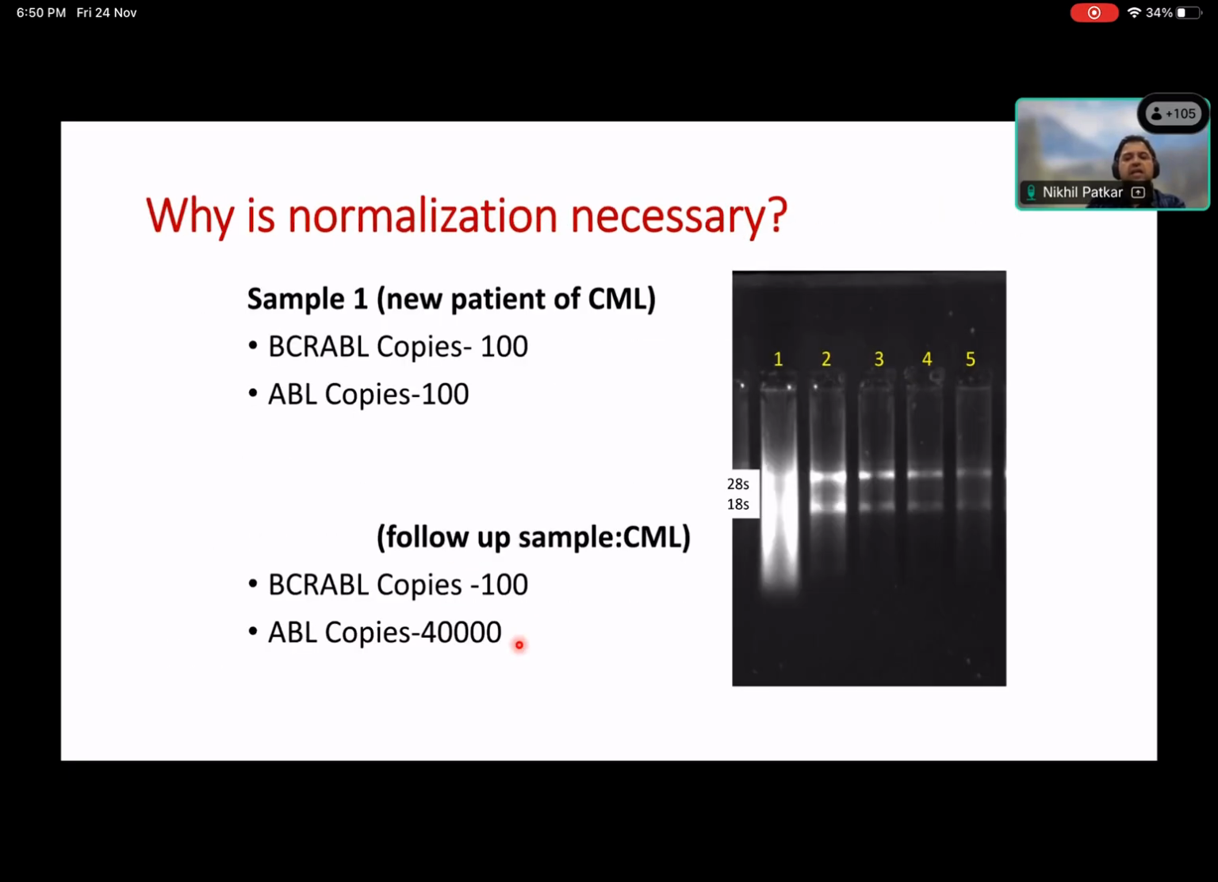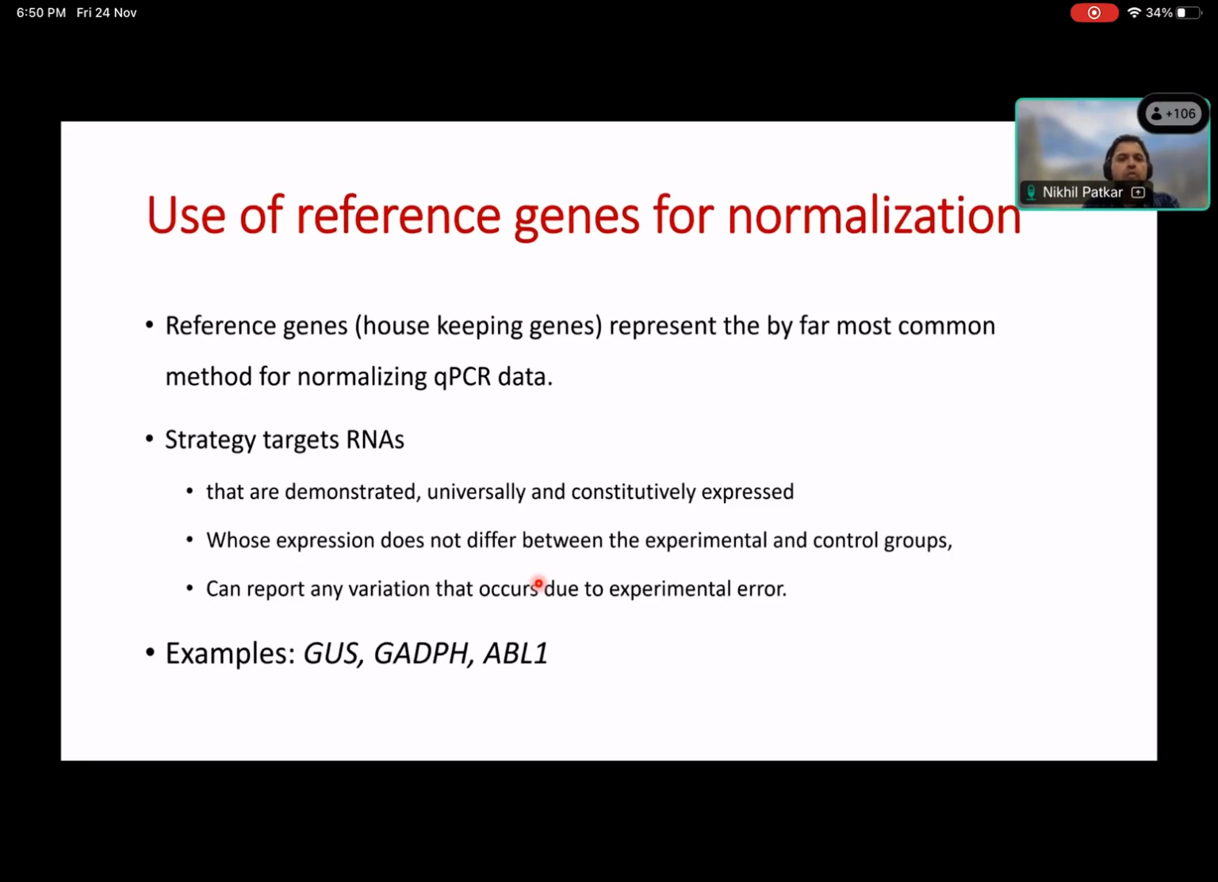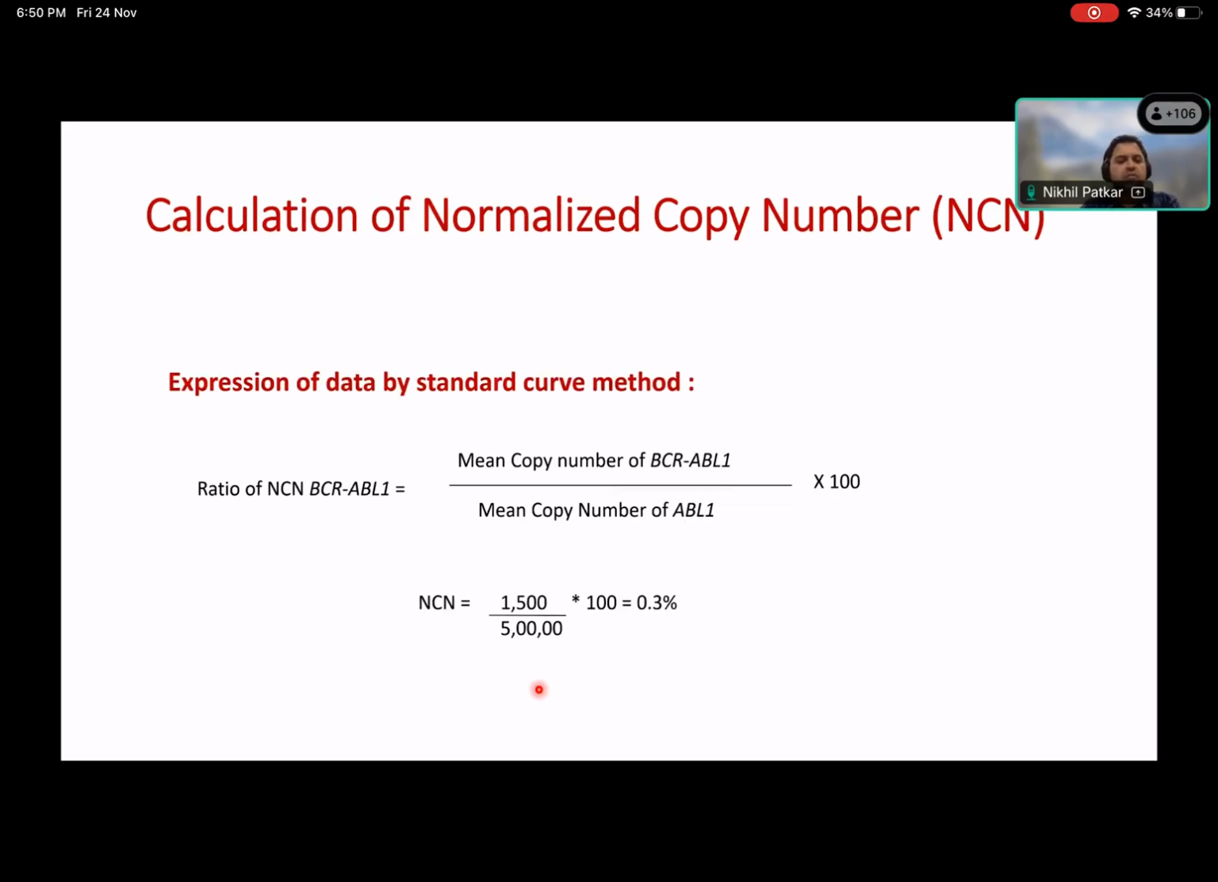40,000. So you can see here that these are not the same meaning. Although the BCR-ABL copies are the same, since the ABL copies are very low in the first case, you can say that this RNA is completely degraded, and that this is a different meaning as opposed to a follow-up patient with 40,000 ABL copies and 100 BCR-ABL copies. So reference genes such as GUS, GAPDH, and ABL1 are used for normalization. This is how normalized copy number is calculated: the mean copy number of the target gene divided by the mean copy number of the ABL1 gene, multiplied by 100, gives you the normalized copy number.